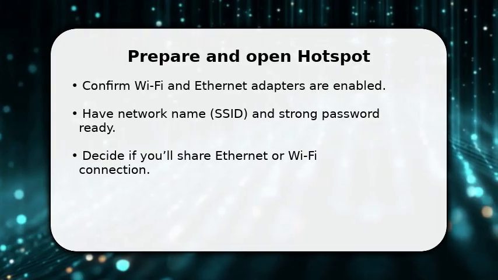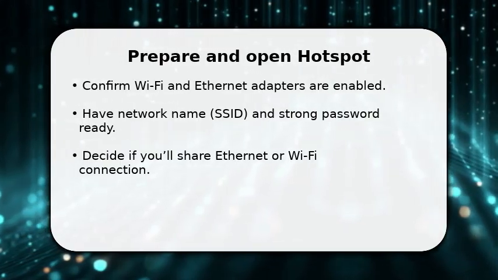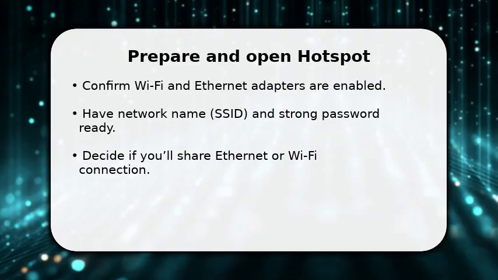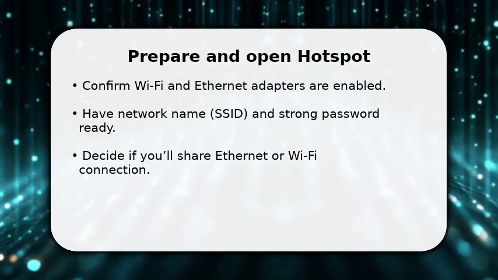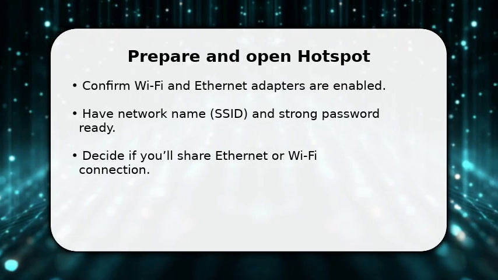Make sure you choose the right source connection to share, either Ethernet or your Wi-Fi adapter, and toggle the hotspot on. You're now broadcasting, but don't connect devices until you confirm the next settings.